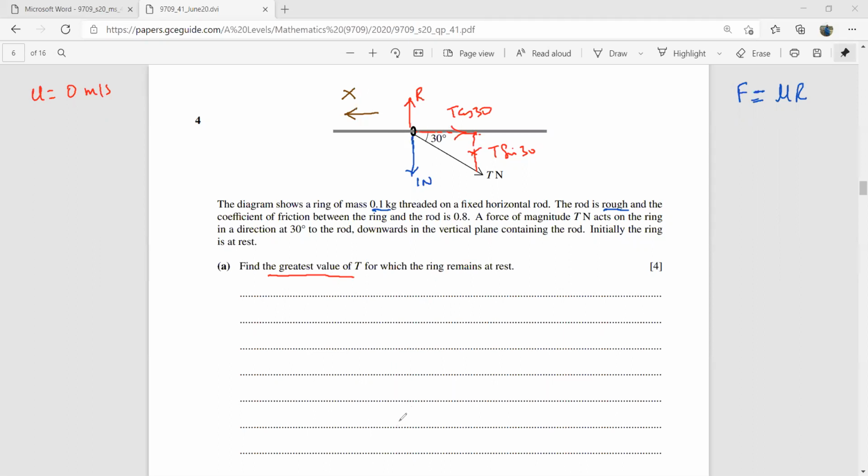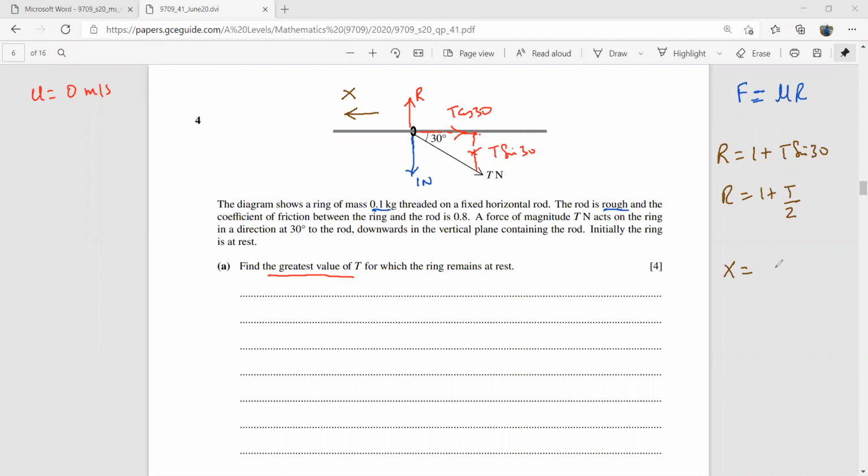Yes? What is R? It's 1 plus 0.5T. Yeah. So normally people think that this R is just opposite and equal to this weight over here. But remember, at this point, you have two vertical forces acting downwards. Okay. So therefore, this R right now is going to be 1 plus T sine 30. And we know that sine 30 is half. So this R is going to be 1 plus half T, or T over 2, or maybe 0.5T. And now we can determine that frictional force.